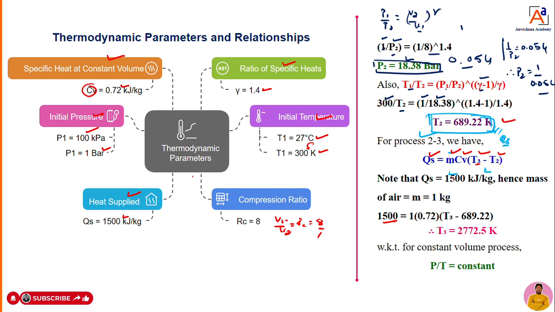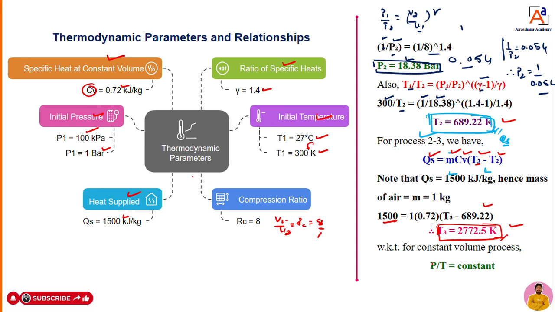Qs is 1500, M equal to 1, Cv equal to 0.72, T3 is unknown, keep it as it is, minus T2, which is 689, already calculated. Do the simplification and you are going to get the value of T3 as 2772.5 Kelvin. So we know that we are supplying heat at a constant volume.